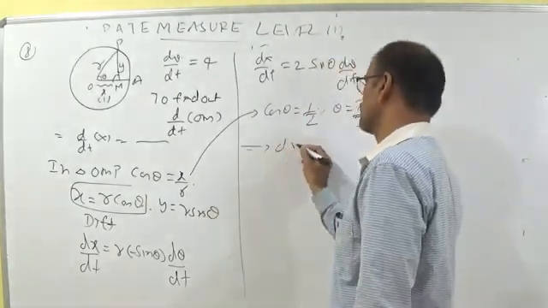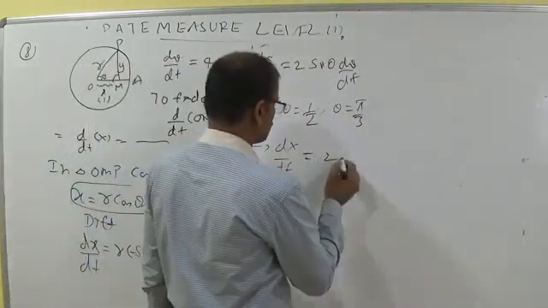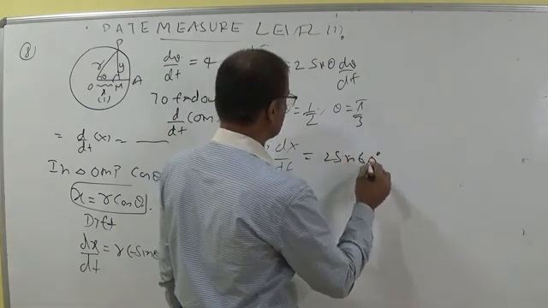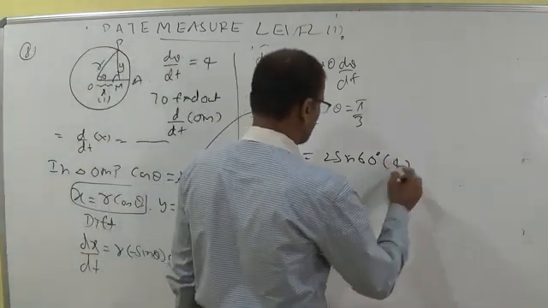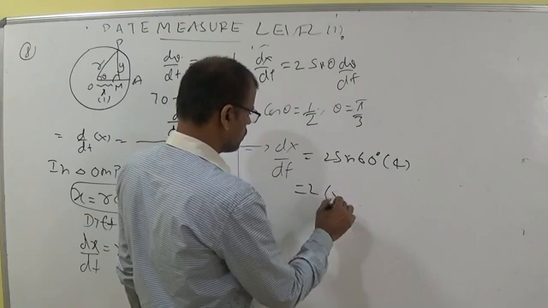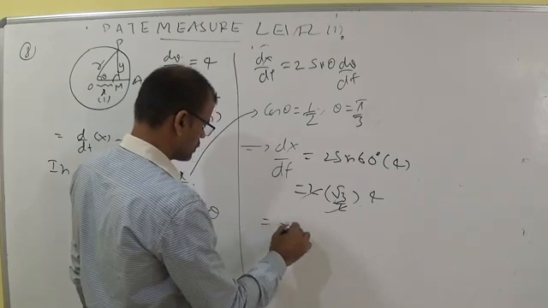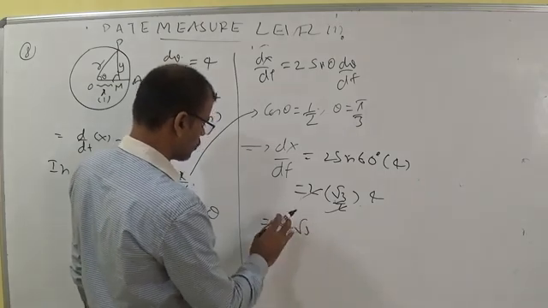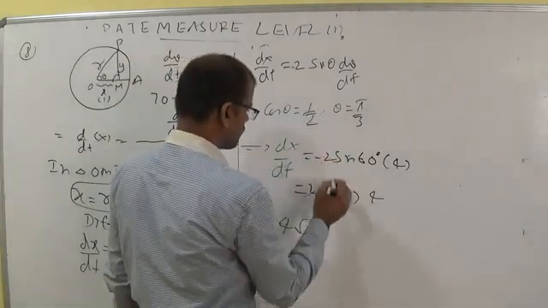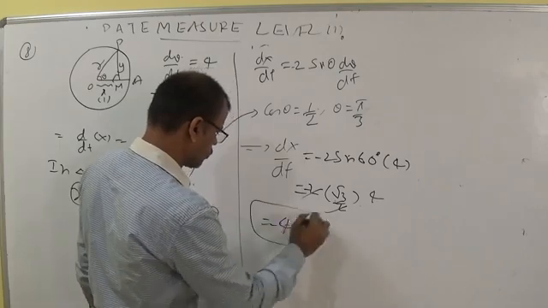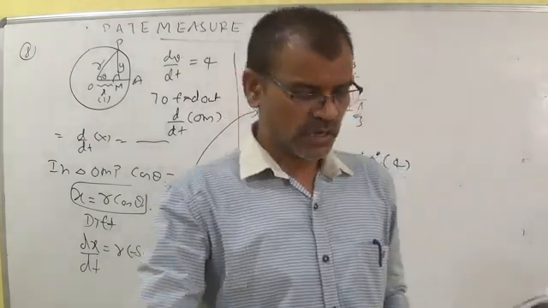That implies dx by dt is equal to 2 into sin 60 degrees into d theta by dt. d theta by dt he gave as 4. That is equal to 2 into, what is the value of sin 60? Root 3 by 2, into 4. The 2 gets cancelled. That is equal to 4 root 3. Since minus sin theta is there, it is a decreasing rate, so it becomes minus 4 root 3, second option.